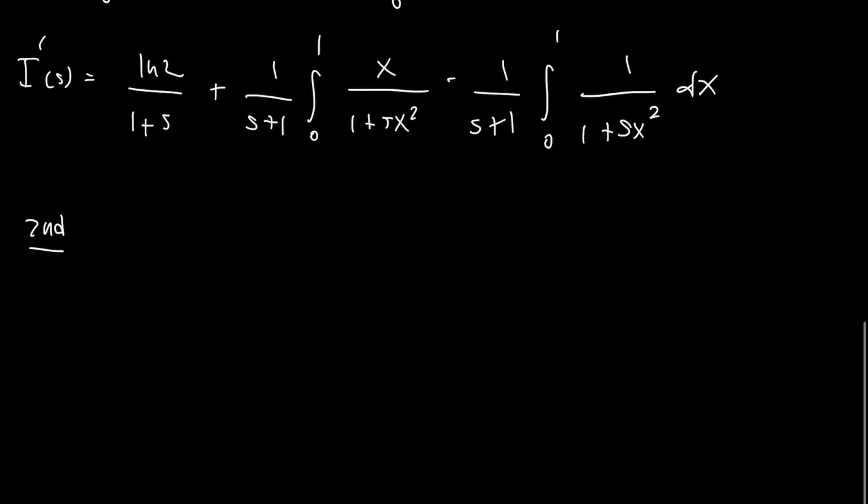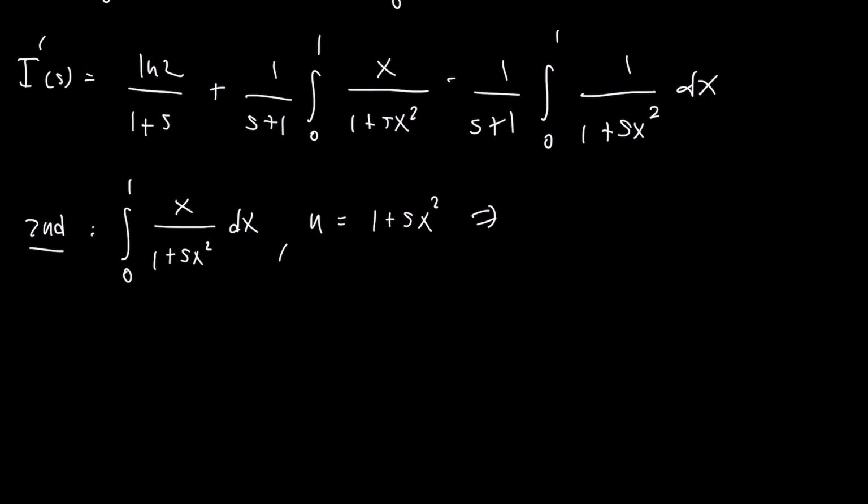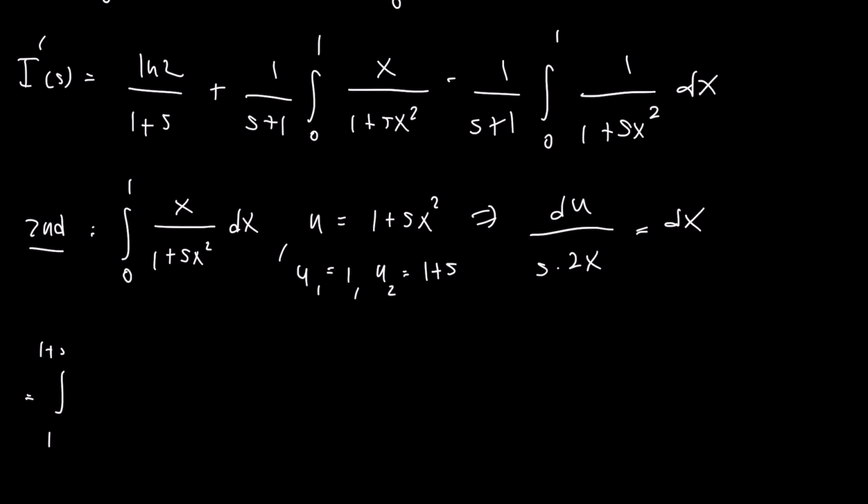And for the second integral, we have the integral from 0 to 1, x divided by 1 plus sx squared dx. And from here, we'll make a substitution. So we'll let u equal 1 plus sx squared, which means that du divided by s times 2x equals dx. And at the bounds, u sub 1 will be 1, and u sub 2 will be 1 plus s. So it's equal to the integral from 1 to 1 plus s of x divided by u du divided by s times 2x. The x's will cancel.